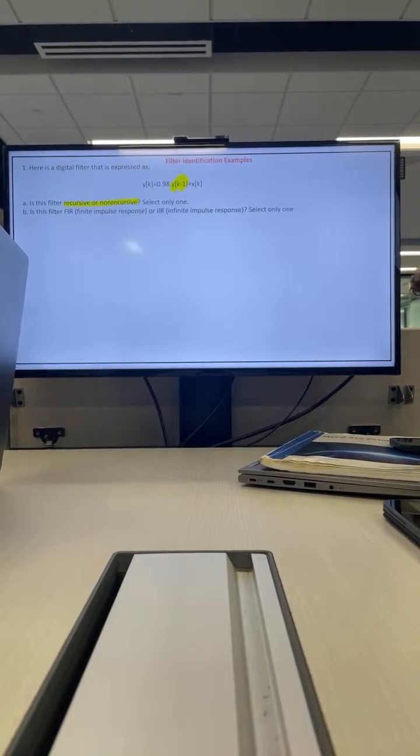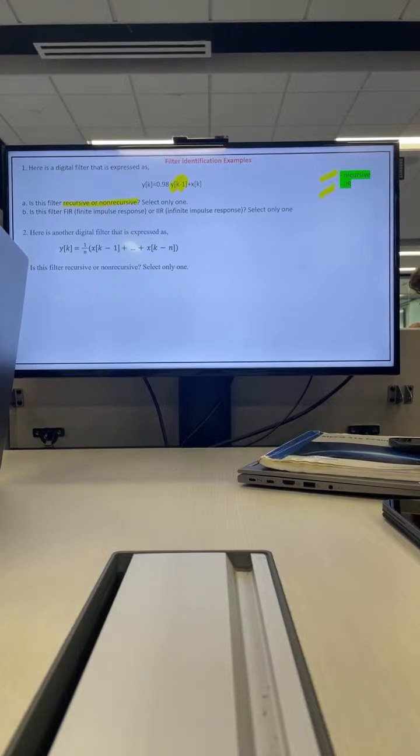Is it FIR or IIR? IIR. So it is a recursive one and it is an IIR. What is this one? Non-recursive one, okay? Why? Because only the input x of k, x of k minus 1, x of k minus 2 up to x of k minus n is there. So it should be a non-recursive one.